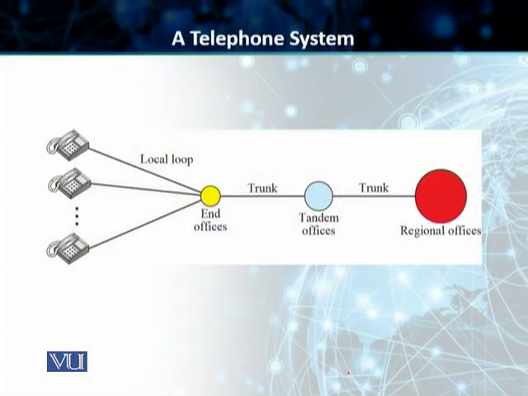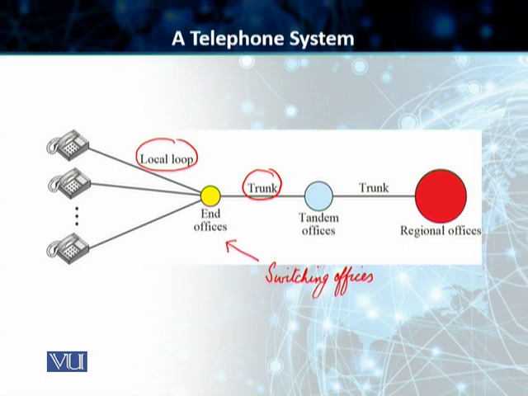Students, on this slide, you can see the three major components of a telephone network. These three components are local loop, as I told you. Then you've got the trunks. And then you've got the switching offices. So you've got three different types of switching offices as presented in this particular figure. You've got end offices, you've got tandem offices, and then you've got the regional offices as well.